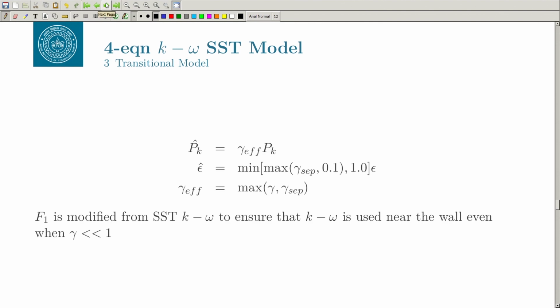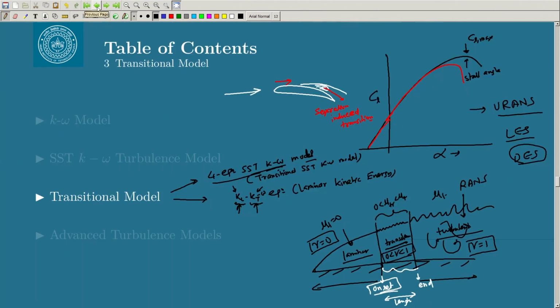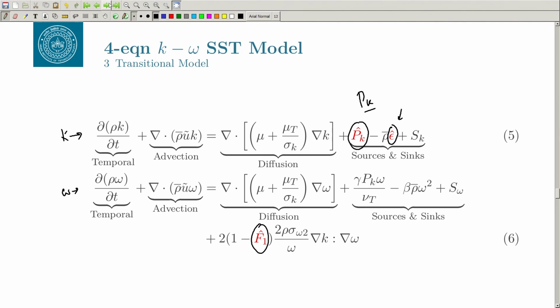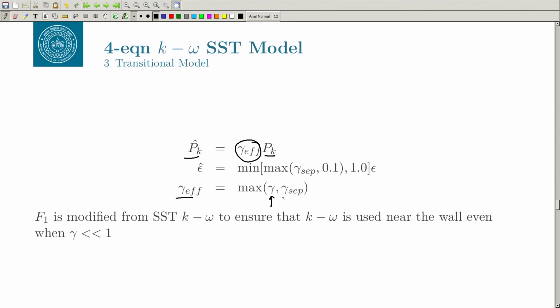The Pk hat is nothing but Pk multiplied by something called gamma effective, or in other words, you can also take it as gamma. Gamma is the intermittency as we discussed. If the flow is becoming transitional naturally, then of course you can look at the picture of this boundary layer and see how the gamma is changing, but if the flow is having separation, then you also have to consider the gamma due to the separation. So it basically takes the maximum of gamma and gamma due to the separation, the intermittency which is developing due to the separated boundary layer.